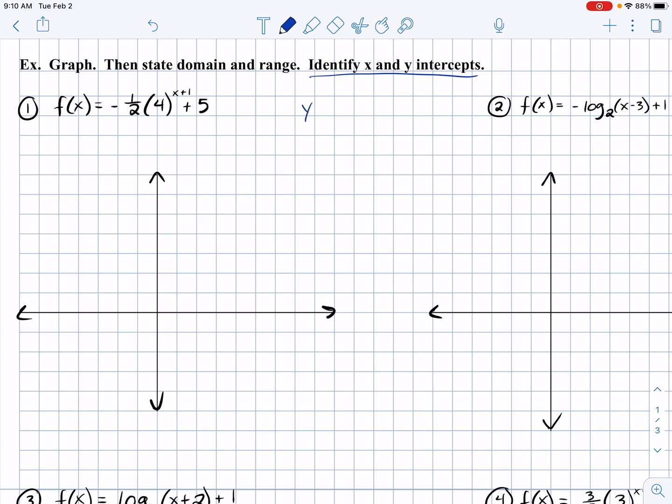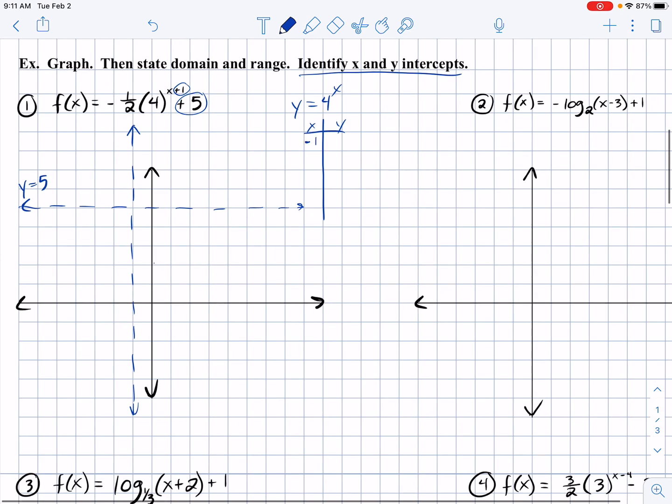Okay, start with our parent function, 4 to the power of x, and then we'll graph our translations first. Left 1, up 5. Left 1, up 5. The up 5 is our asymptote, so y equals 5. And then we're going to plug in some values here. So let's use negative 1, 0, 1, and 2. 1/4, 1, 4, and, not 8, 16.